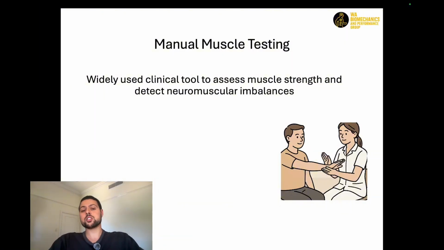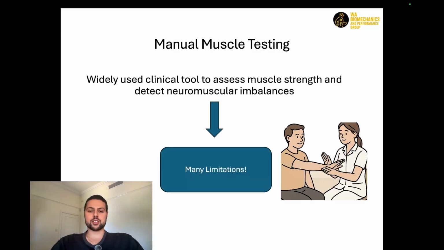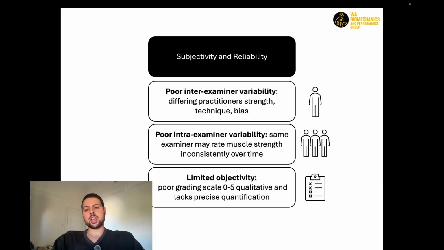It's widely used. It's a tool that clinicians use to assess muscle strength and detect neuromuscular imbalances. But there are so many limitations with manual muscle testing, and we'll chat about a few of them here. It has quite poor reliability and it is quite subjective in nature. If we look at some examples, inter-examiner variability is quite poor.